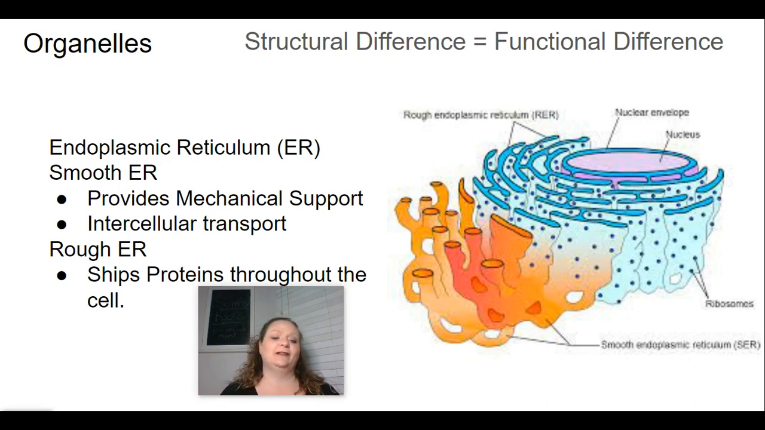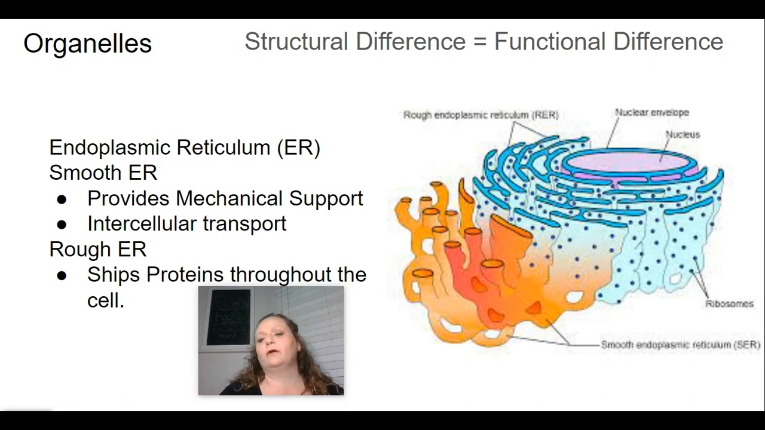So endoplasmic reticulum is one of those that I like to talk about because it actually has two different structures. We have a smooth ER and we have a rough ER. And the smooth ER is really more about mechanical support and cellular transport. That's its job. It moves things throughout the cell.